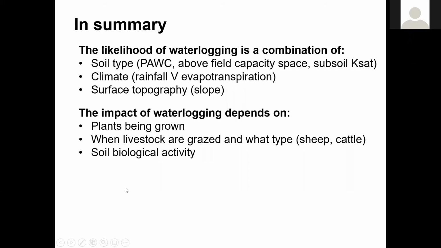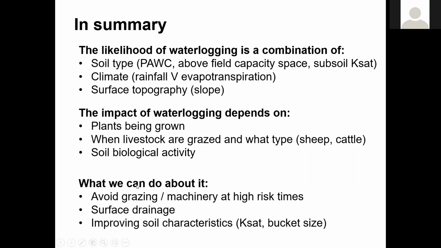And then the impact obviously depends on what plants are being grown. As you can see, different plants have different tolerances to that. It also depends on when your livestock are grazing and what type of livestock. Obviously cattle need higher strength in the soil to avoid pugging, which isn't always the easiest thing to do. And as long as we've got active soil biological activity to repair that topsoil, we can get things back into shape pretty quickly. And then what can we do about it?